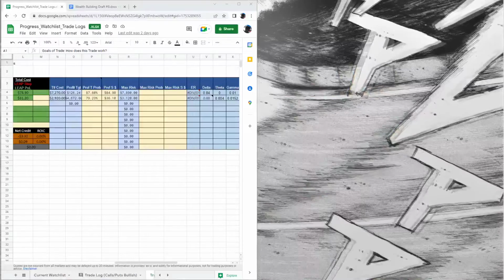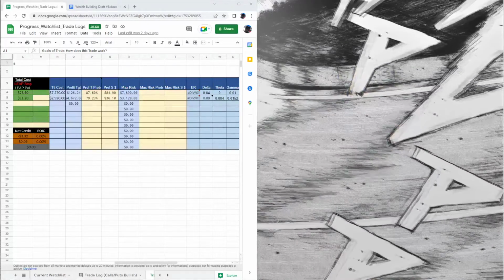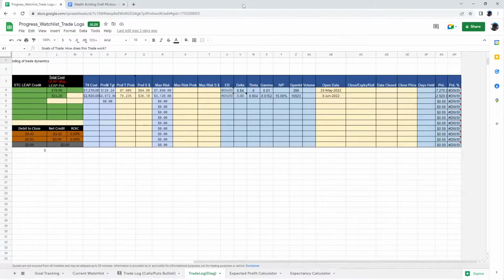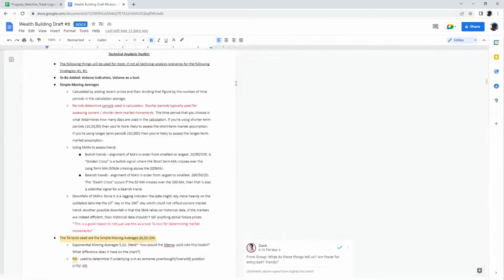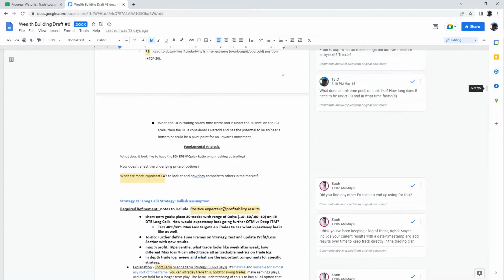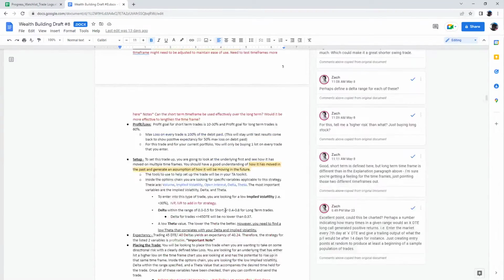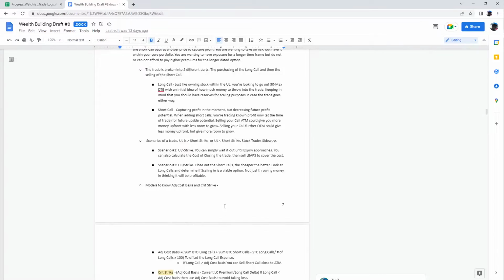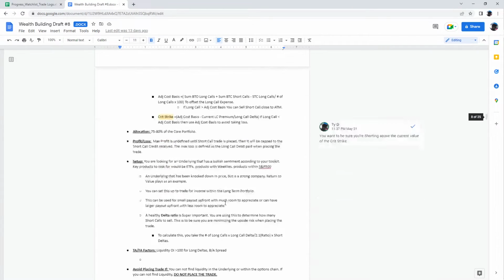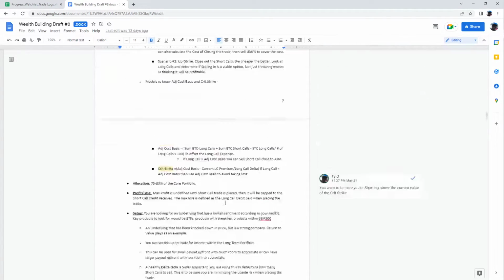So on my end of things, on the log side of things, I haven't added much to the trade log. Let me pull it down here.